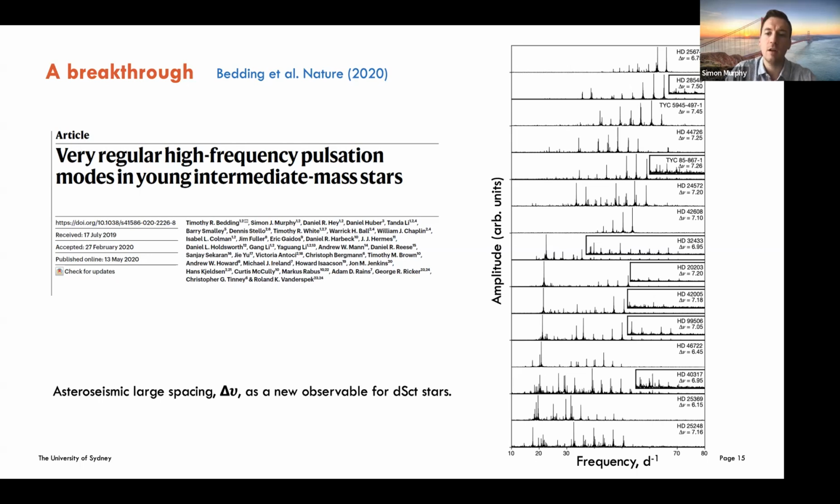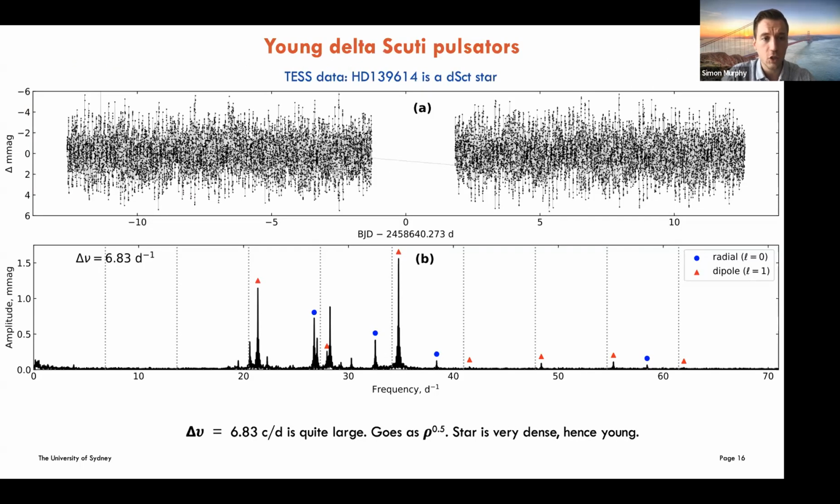So I'm going to return now to our case study from before, HD 139614, and this is a delta Scuti star. In the top panel, you're seeing its light curve from TESS. So TESS measured the brightness of this star, as well as hundreds of thousands of other stars, every 2 minutes for a period of 1 month. And the bottom panel there is the Fourier transform of that TESS light curve. Now, just ignore the circles and the triangles for now.